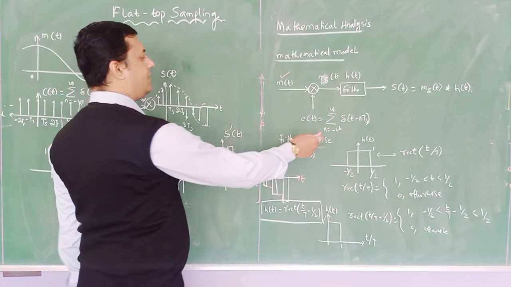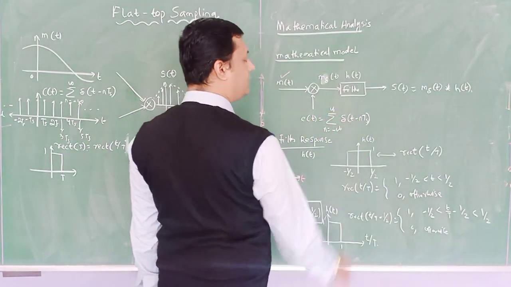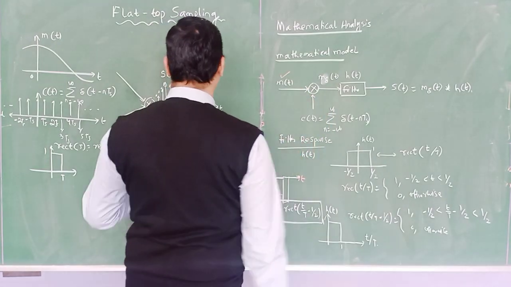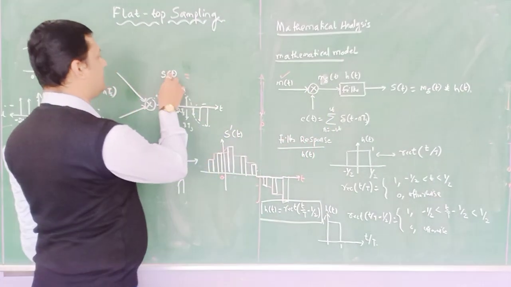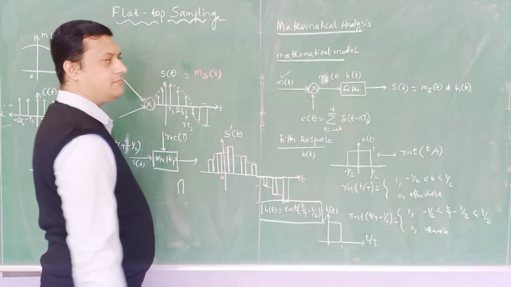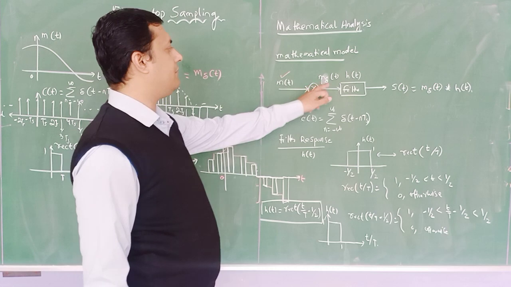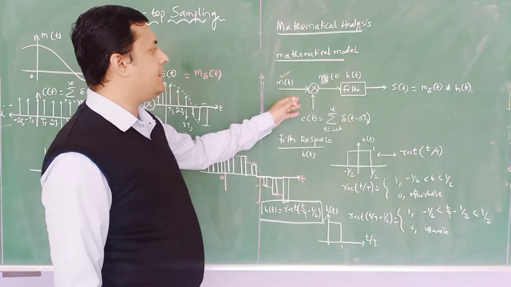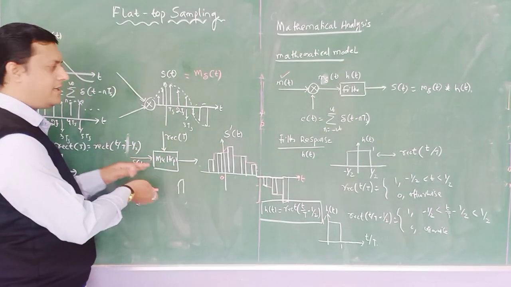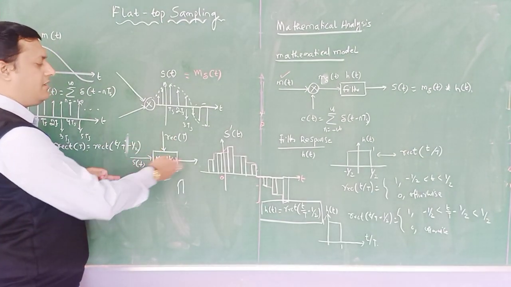That is the sum from minus infinity to infinity of delta of t minus nTs. If you multiply these two, you will get your instantaneous sample. This s of t I have written as m suffix delta of t. Next, it is entering a particular filter, in which this rectangular function is multiplied.